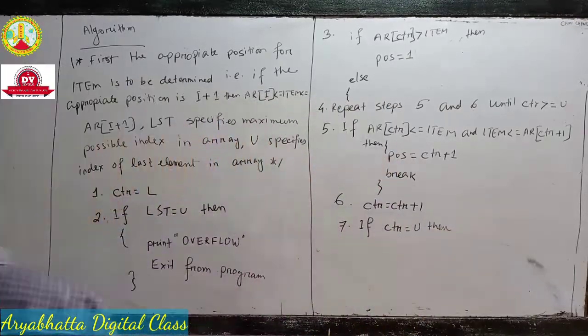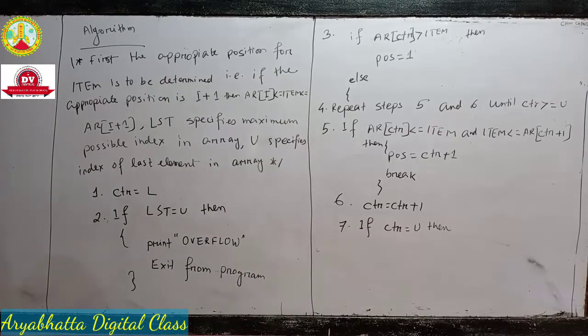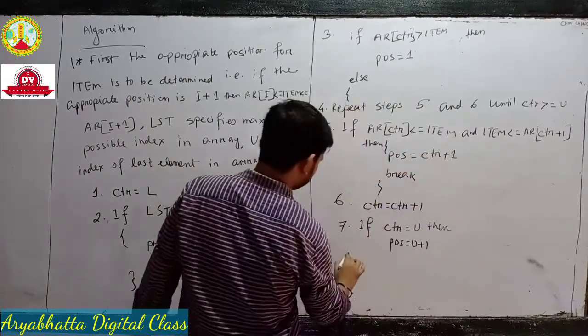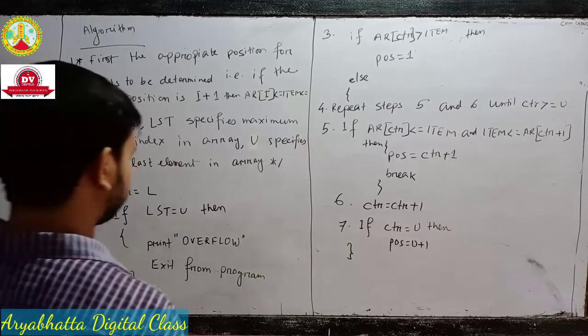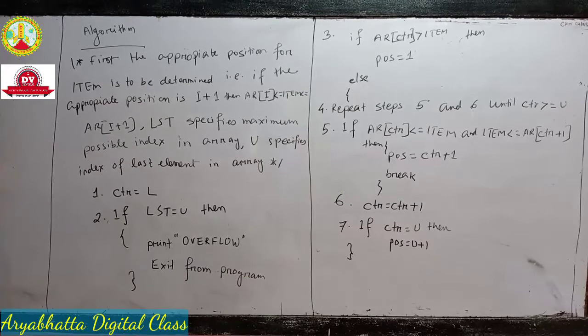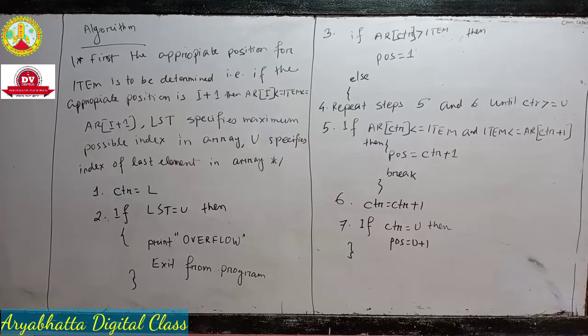If CTR is equal U, then position is equal U plus 1, means at the last place. I will tell you all the possibilities. Some remaining part will be left. There is no space here, that's why I first explain this part. This is the printing statement you write serially from the beginning in the copy. First, the appropriate position for item is to be determined.